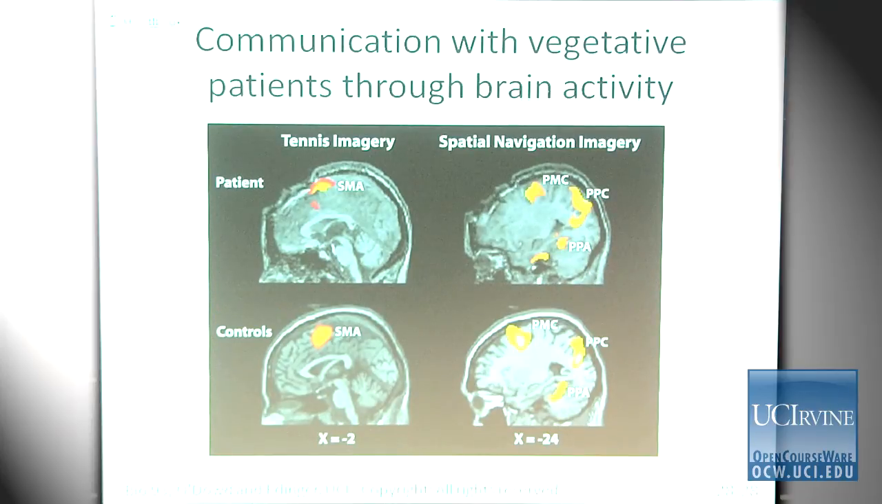So they took some control, normal individuals, and told them to think about playing tennis. And this part of their brain lit up. Then they told them, imagine you're taking a tour of your house, starting at the front door, going to each room. And these areas of their brains became active. They asked this lady in the vegetative state the same question. The same area of her brain became active. When they asked her to take a tour of her house in her brain, the same areas became active. So this suggests that on some level, she was actively conscious, even though she was in a vegetative state.